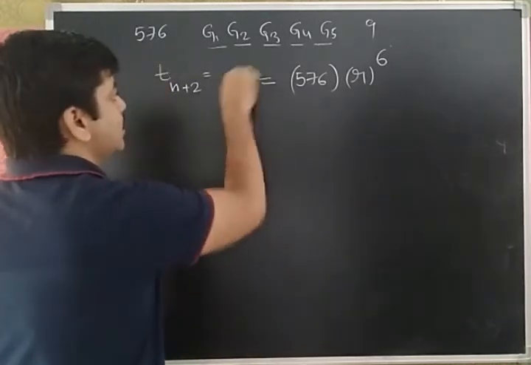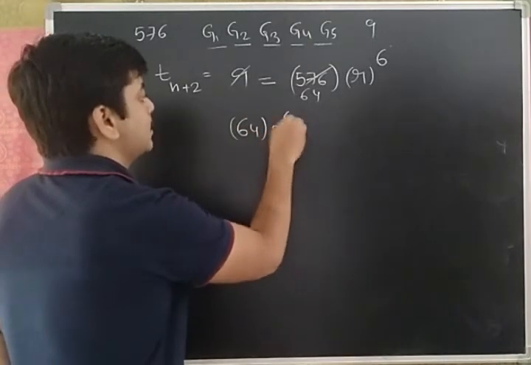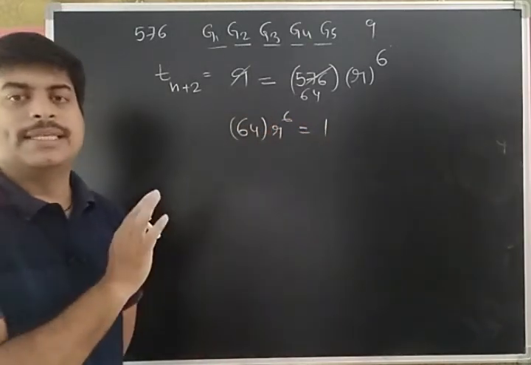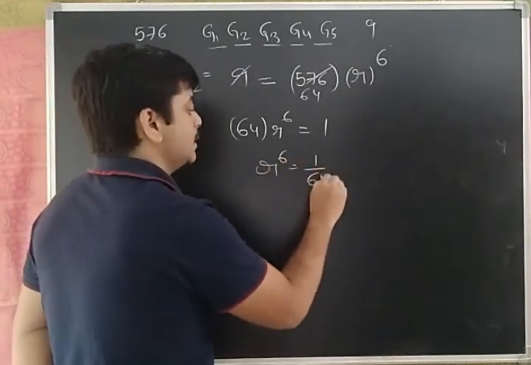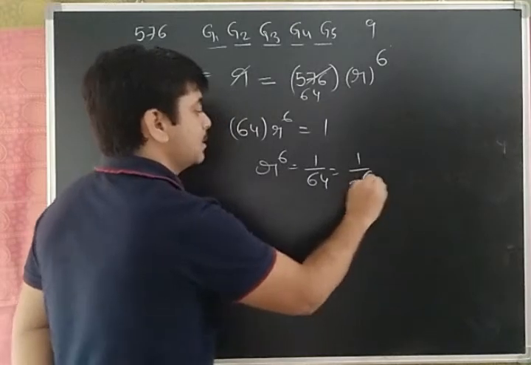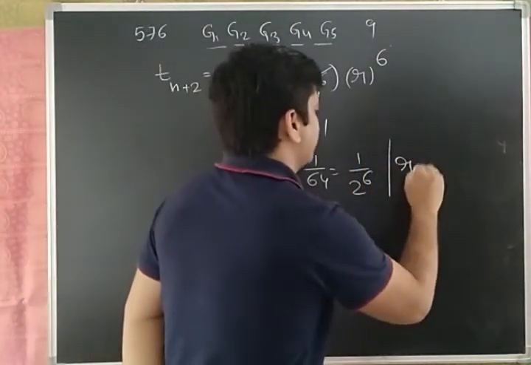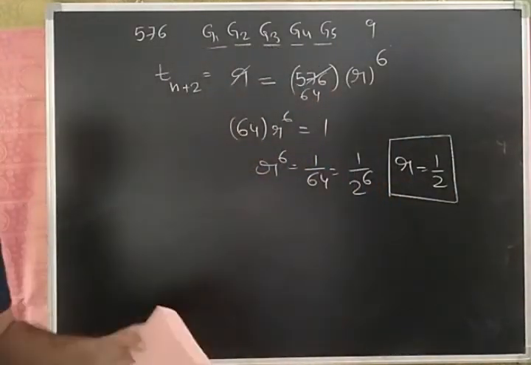9 ones, 9 sixty-fours. So you'll have 64 into R power 6 is equal to 1. Correct? Basic calculation. So R power 6 is equal to 1 by 64, which is actually 1 by 2 power 6. So you can say R is equal to 1 by 2. Your common ratio is 1 by 2.